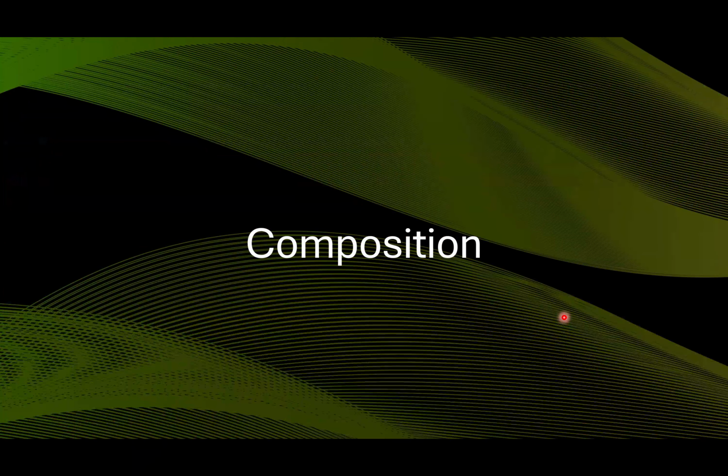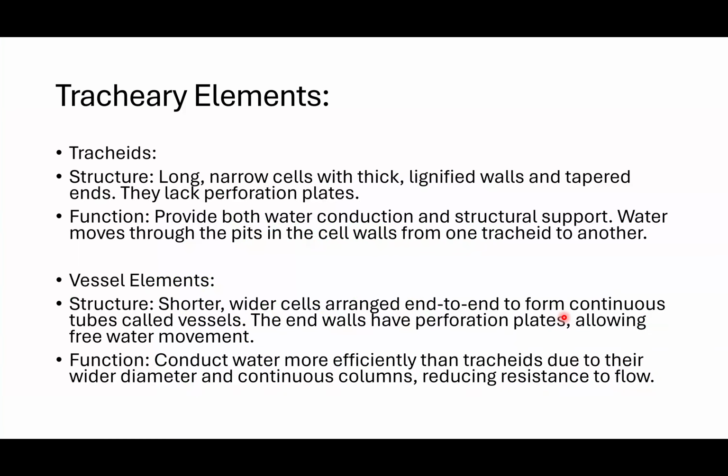So let's look at the xylem. Let's start with the composition. We have the tracheary elements, so we have tracheids. These are usually long, narrow cells with thick and lignified walls that are tapered at their ends, and they lack any type of perforation plates. What the tracheids do is flank the vessel elements, and provide both the conduction of water and the structural support of the entire xylem.